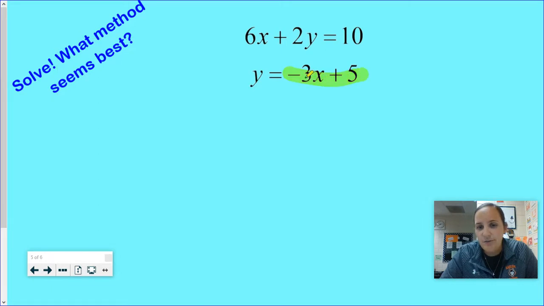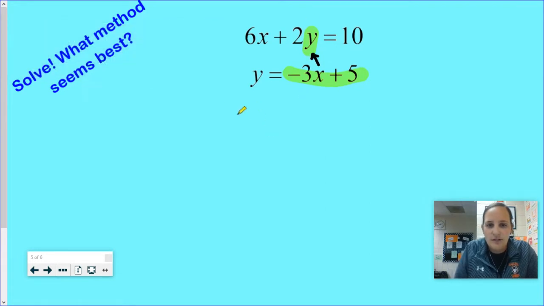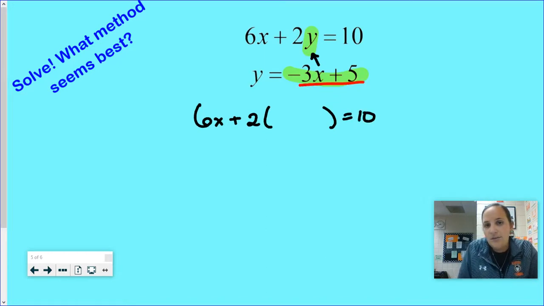So I'm going to take all of what y equals, that wasn't the best highlight, and I'm going to put it in for y because it says this is what y equals. So I'm going to substitute it in right there. Now I am able to put it right here, and I'm going to use parentheses when I substitute. So now I have 6x plus 2 times y, whatever y equals, equals 10. And again, what am I putting in for y? I'm putting in whatever y equals, which is negative 3x plus 5.